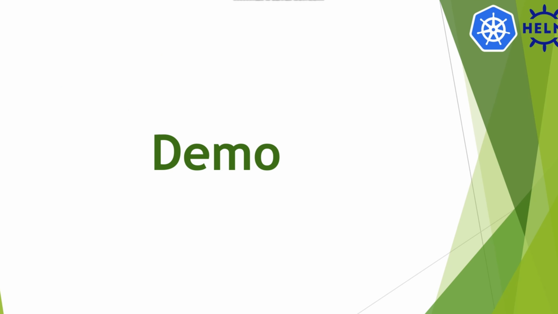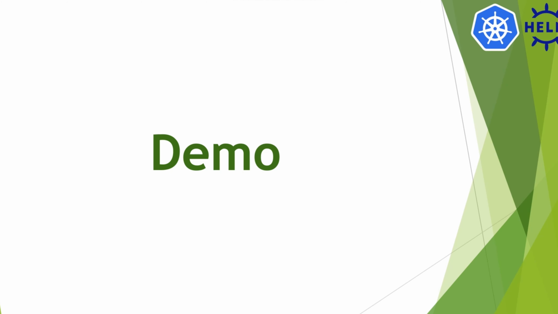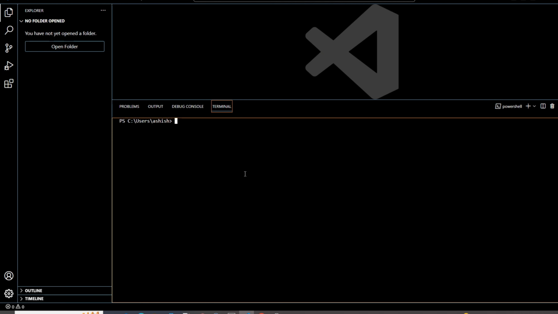Moving to the demo, let's see how we can create a dynamic Helm chart in order to deploy our application. So let's get started. So folks, let's see how we can create a dynamic Helm chart for our demo application. First, let's see which Helm version we are using. We have installed Helm 3.11.1.